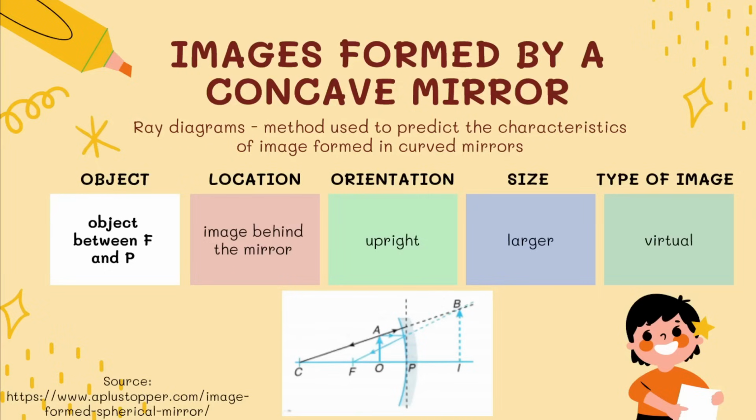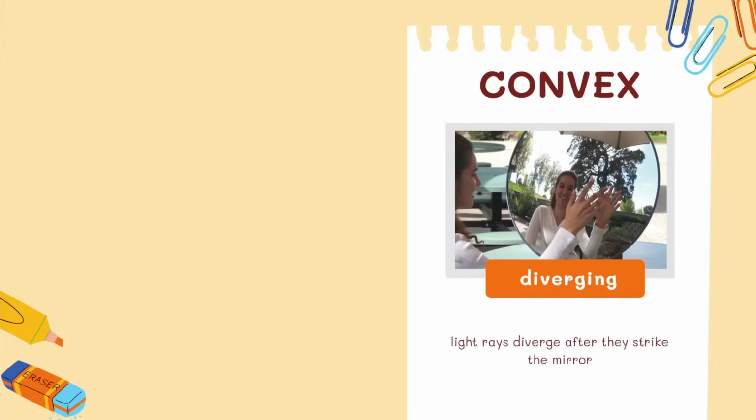If we move the object closer such that it is in between F and P or F and V, okay, the image will now be behind the mirror. So that is a signal that the image is now virtual. It is now upright, nakatayo, and it is now larger than your object. Just like what is shown in the ray diagram shown below. Alright, so that's all for concave mirrors. Let's move on to convex mirrors.